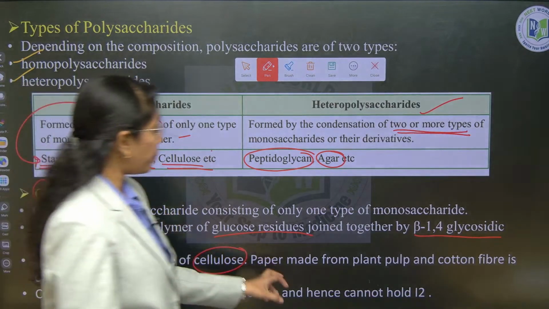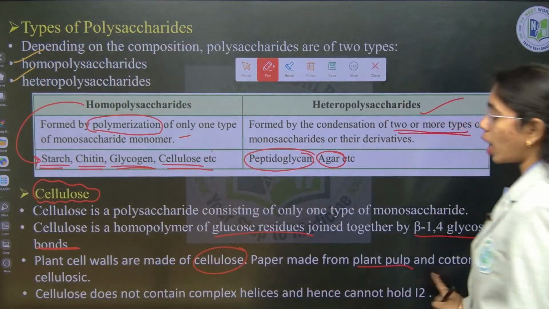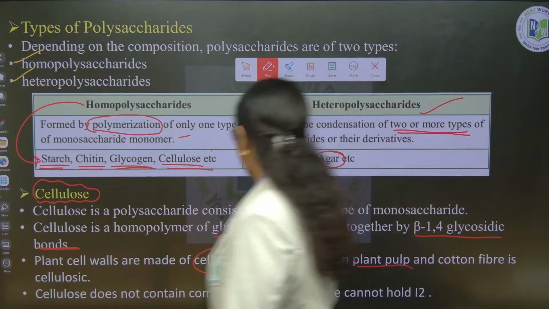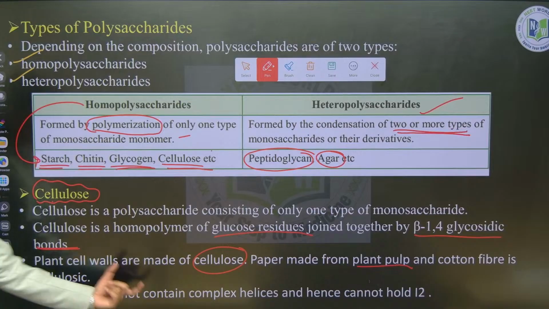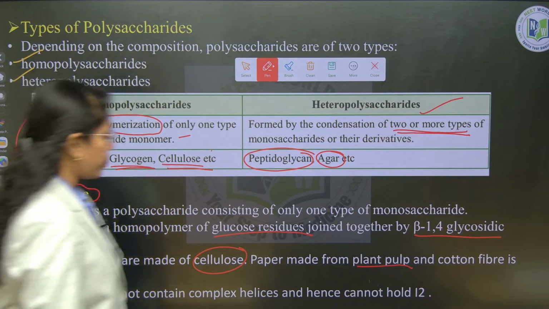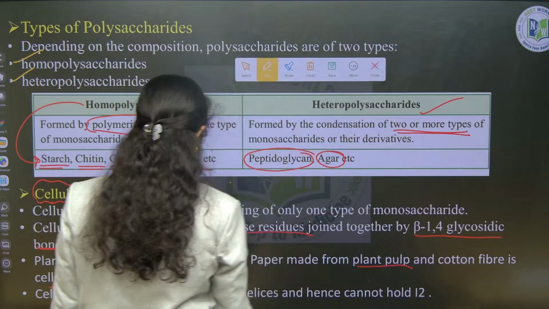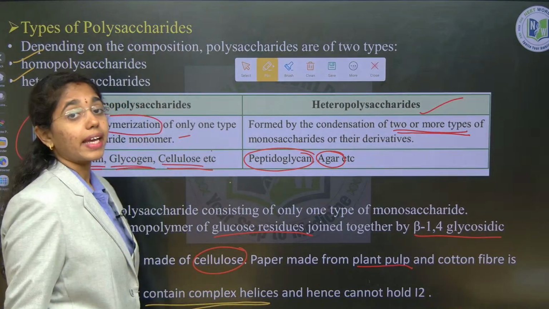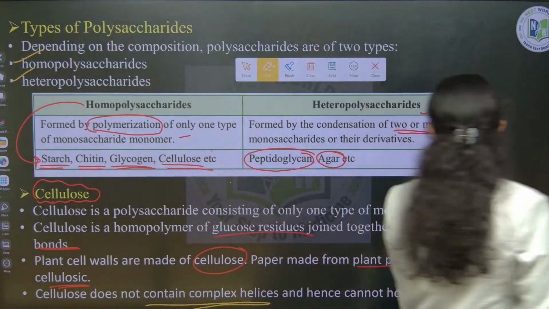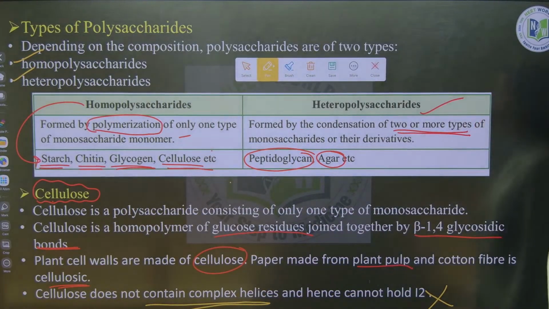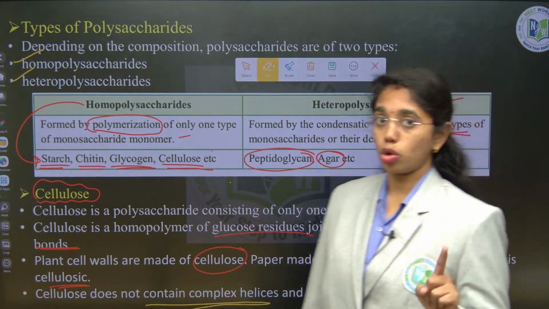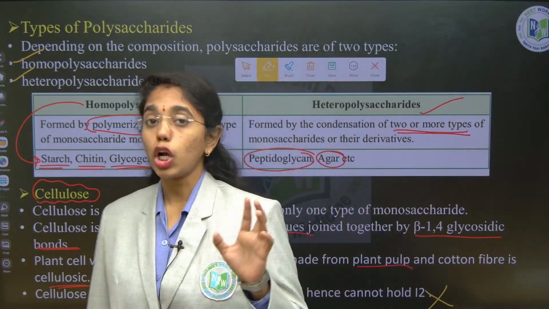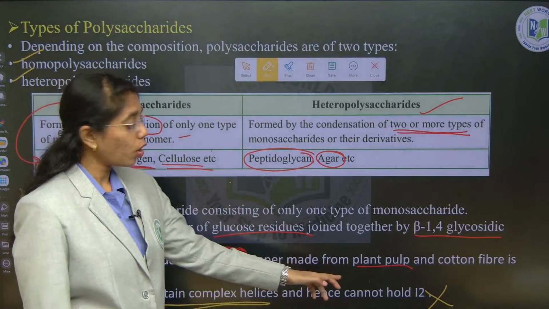Paper is made from plant pulp and cotton fiber is again cellulosic. Cellulose does not contain complex helices. That is the reason they cannot hold iodine. They do not respond to iodine test. So, what are the keynotes that you have to remember from cellulose? Cellulose is a polysaccharide. It consists of only one monosaccharide unit. It does not contain complex helices, as such it will not hold iodine.